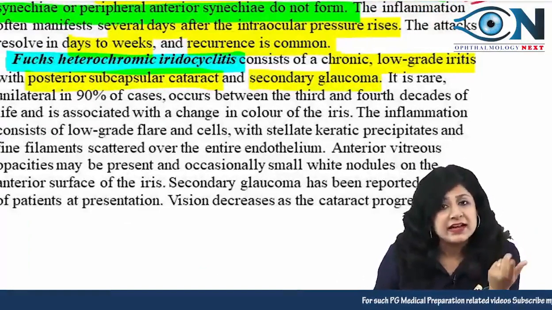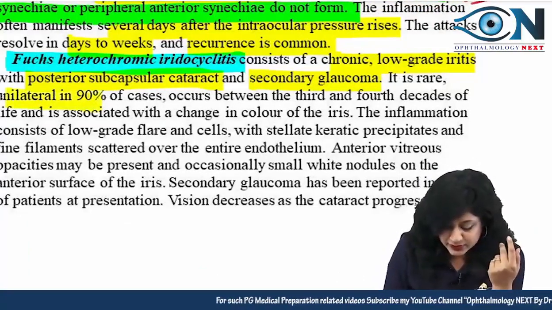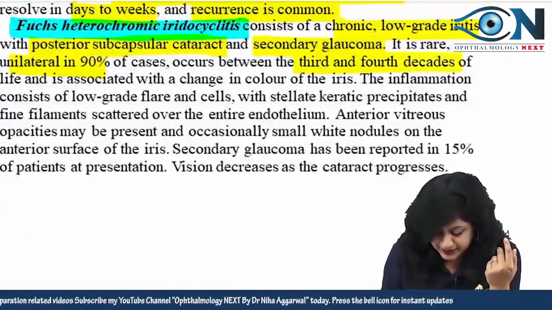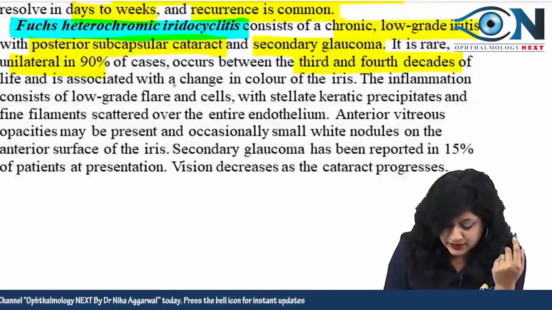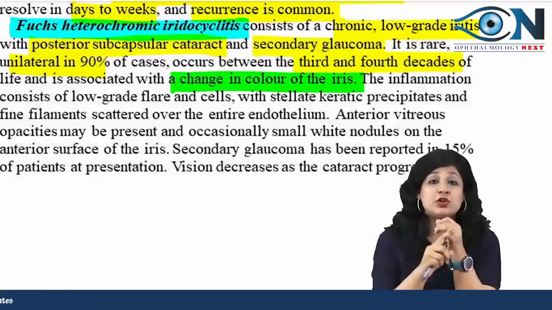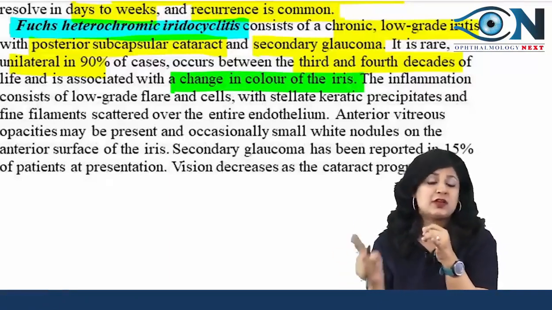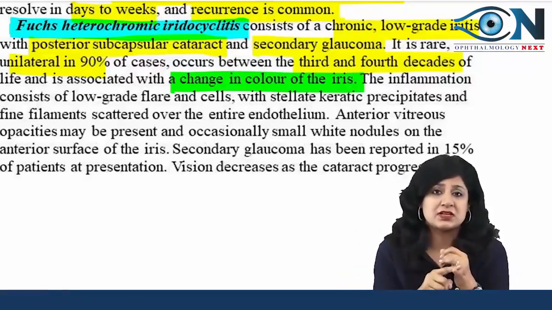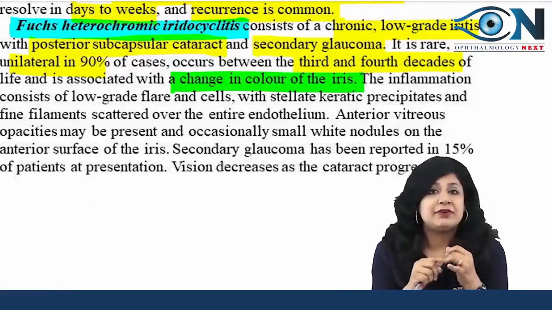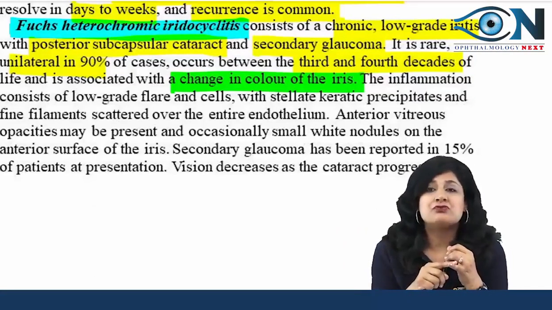And again, like the Postinflammatory syndrome, this is also unilateral in 90% of the cases. It is found within 3 to 4 decades, and a very important thing is that it is associated with the change in the color of the iris. So we have heterochromic iridocyclitis, where the iridocyclitis is associated with heterochromia.